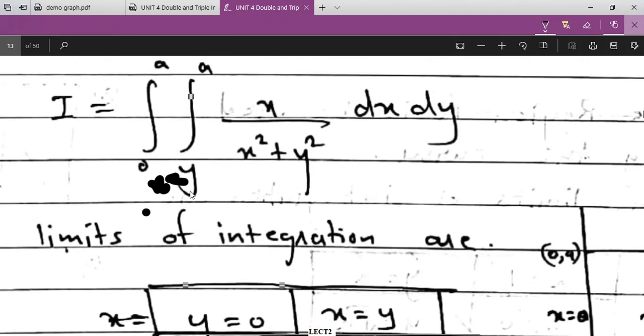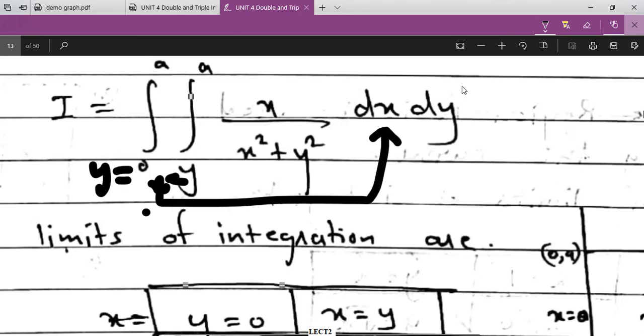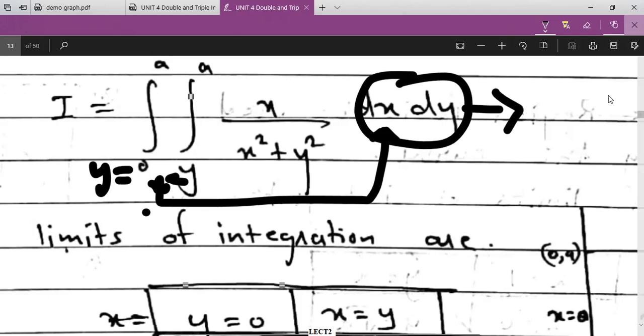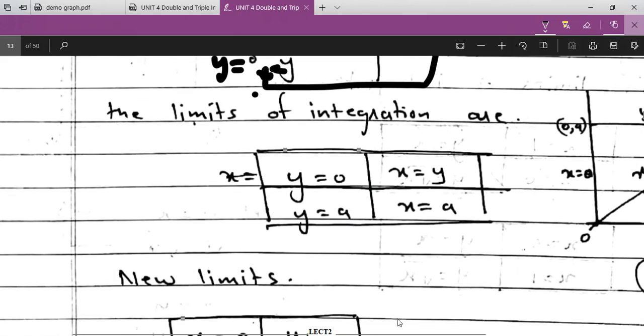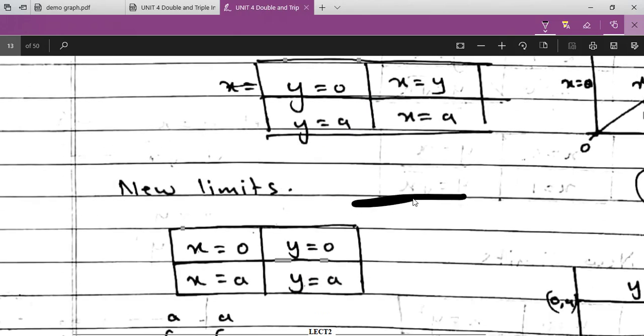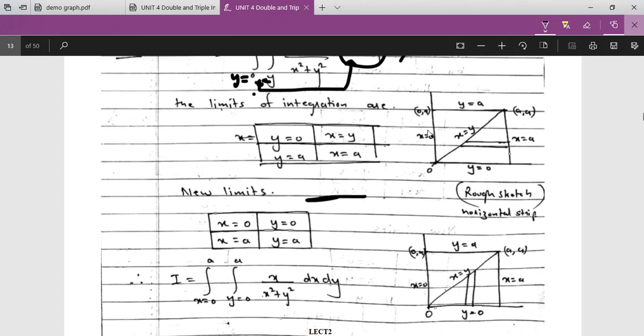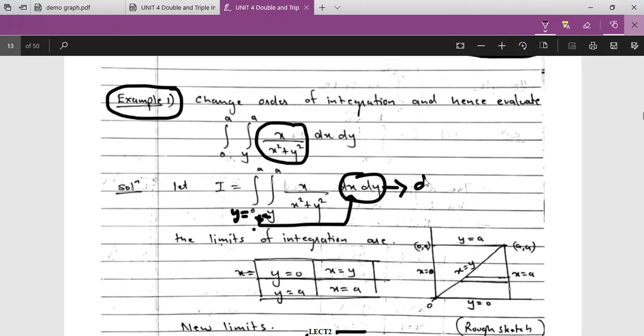The marker is not working, so please kindly adjust. And this is y is equal to, so this order is correct. So I need to change this dx dy to what? I think it is the second method, I need to change it to dy dx, right?